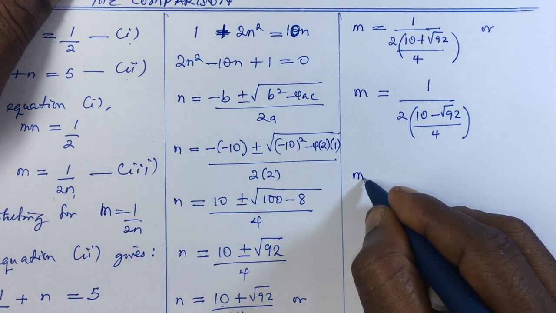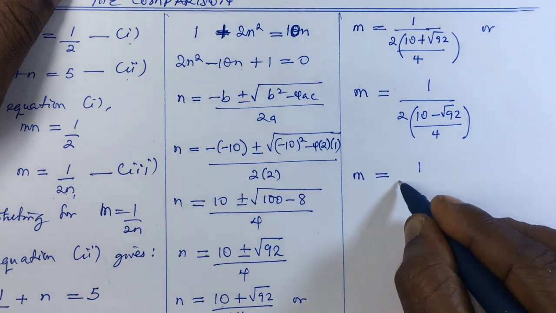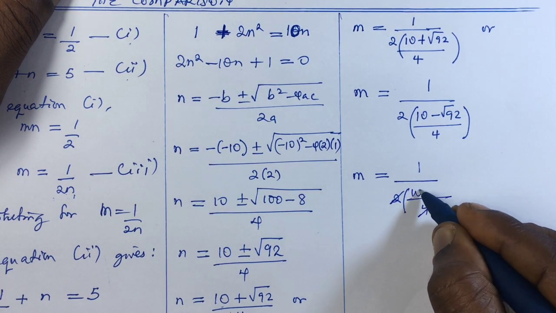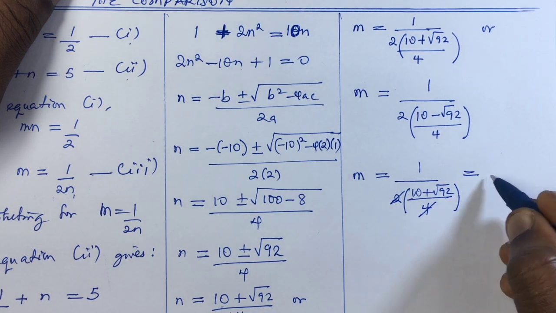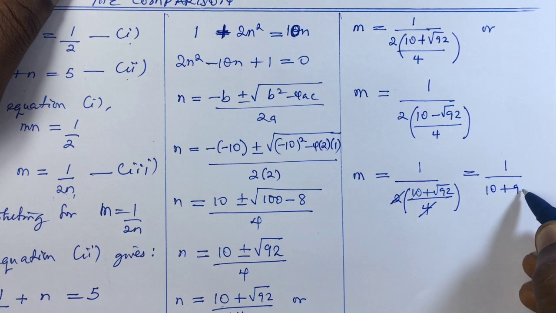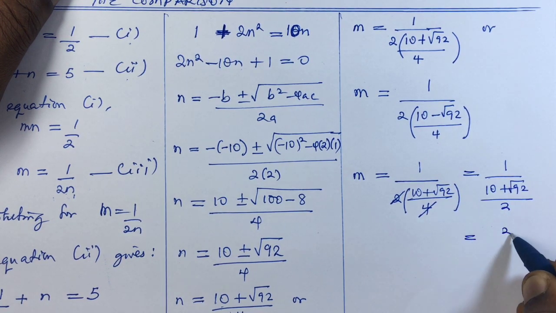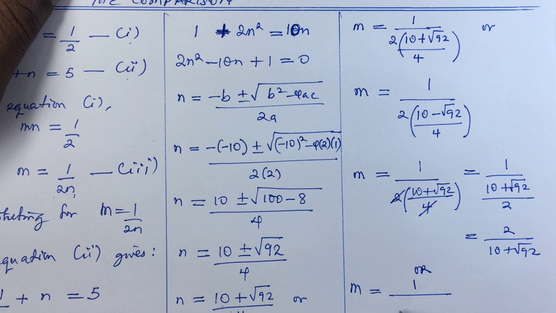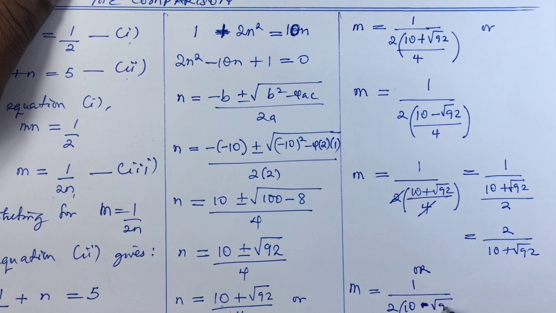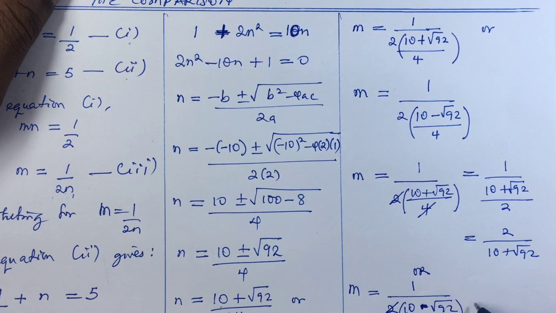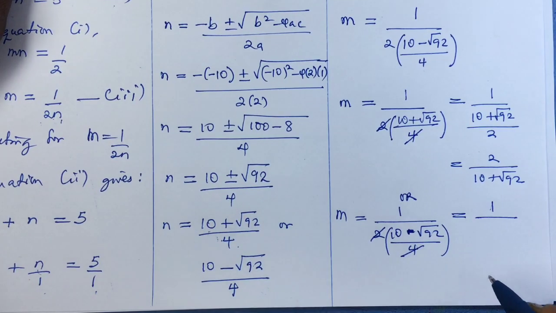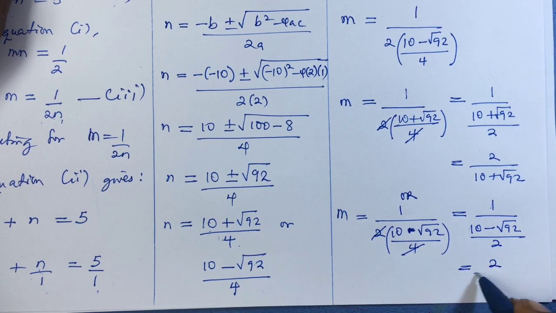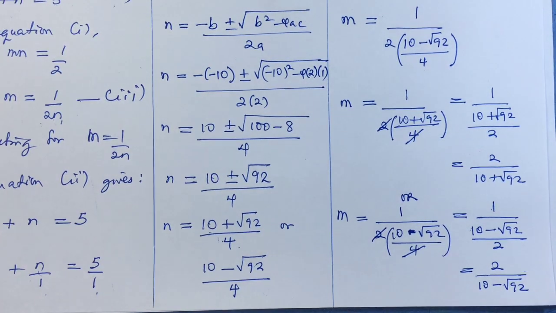Now you could simplify your values of m. Simplifying this first one will give you 1 over 2 times 10 plus root 92 all over 4. 2 can cancel 4, and that will reduce m to 1 over 10 plus root 92 all over 2, which gives you 2 over 10 plus root 92. Or you could have m equals 1 over 2 times 10 minus root 92 all over 4. Of course, 2 again will cancel 4, and that will give you 1 over 10 minus root 92 all over 2, and by reciprocal that will give you 2 all over 10 minus root 92. So any of these will be your m.